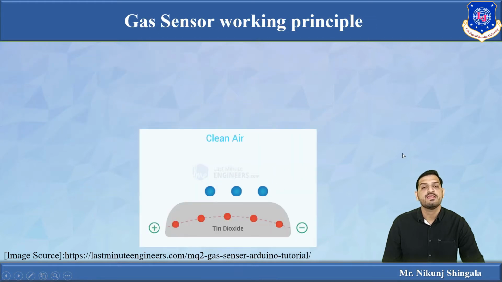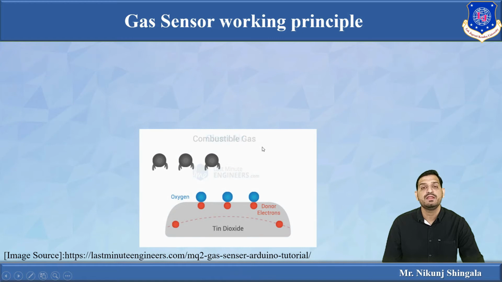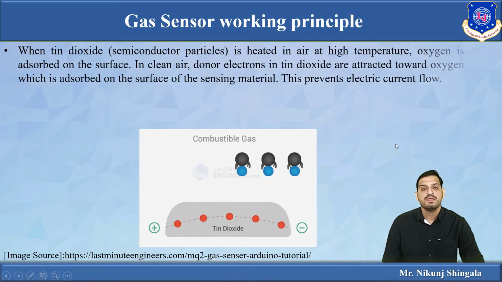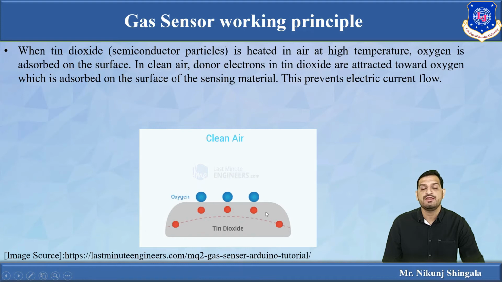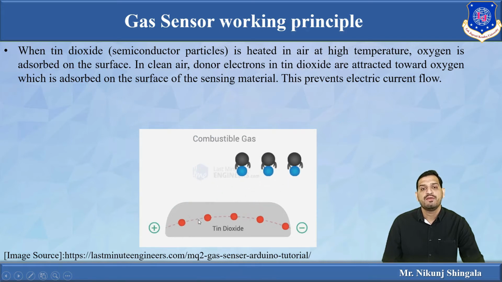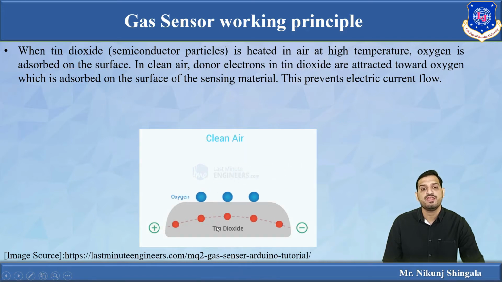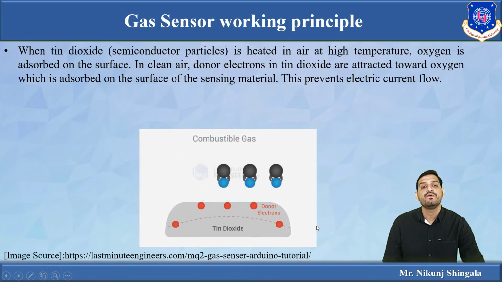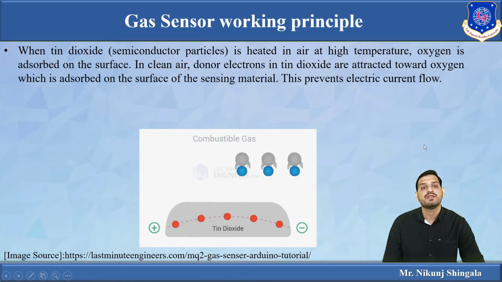Now let us see how the gas sensor works. What is the working principle? A GIF is used to understand how it works. Basically, the tin dioxide layer, as I mentioned, is heated by that coil to a high temperature, and oxygen is absorbed. These blue color oxygens are absorbed on the surface, and that will attract the donor electrons. You can see the donor electrons are attracted to the oxygen, so there is no flow of electrons. This prevents the current flow.